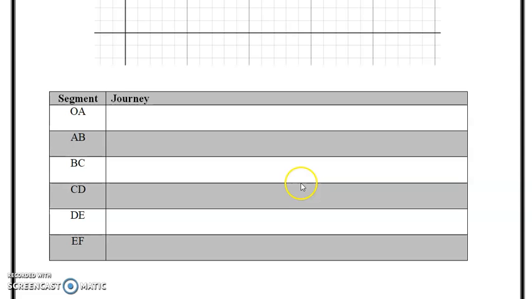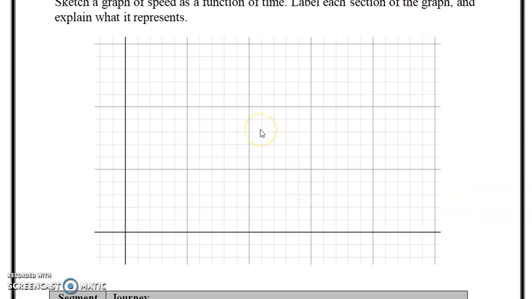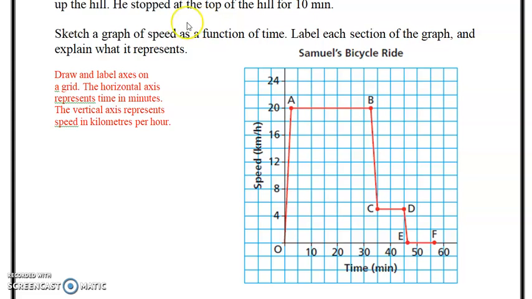So this time we're going to do all of it in one. On that graph, speed will be your vertical, your dependent variable, and time will be your independent variable in minutes. You're going to draw and label. It's really important to label your axes on your grid. The horizontal axis represents time in minutes, so you put time in a bracket, you put the units, and you put MIN. We don't use M because we might get confused with meters. And then speed, or velocity, we use speed here, is in kilometers per hour.